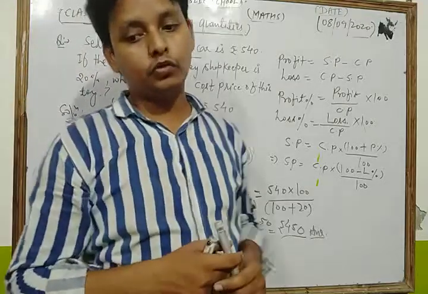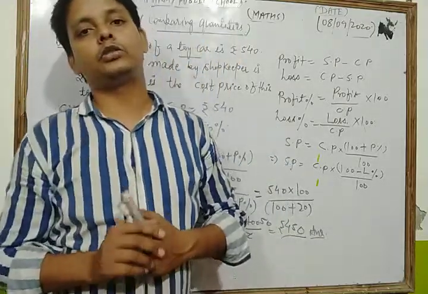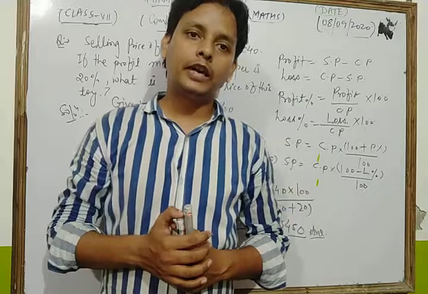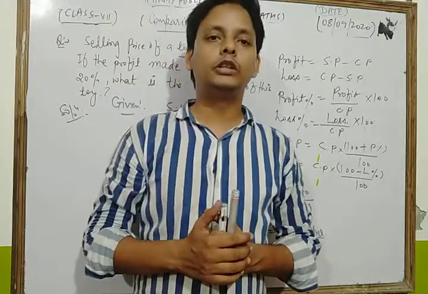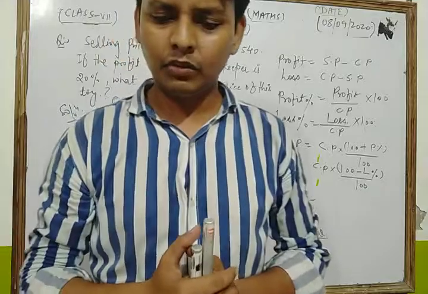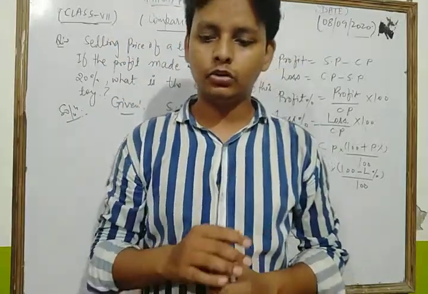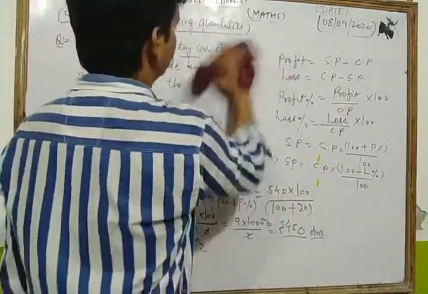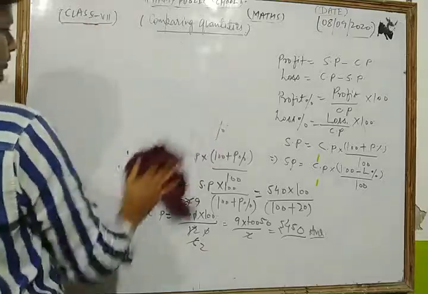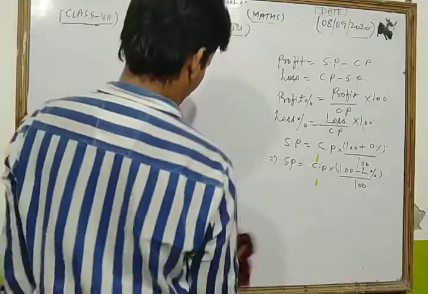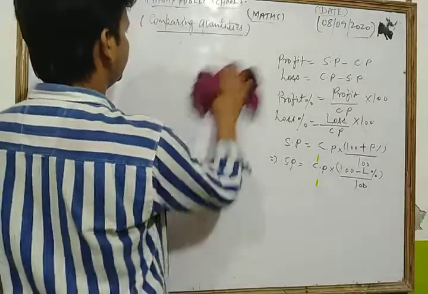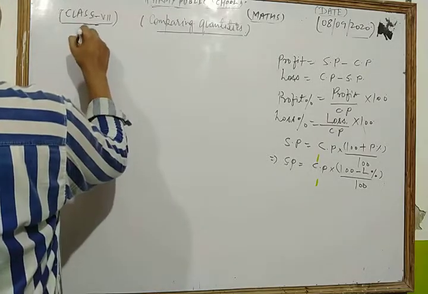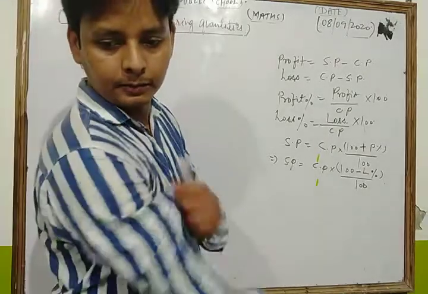Now dear student, in this way you can solve each and every question of your NCERT exercise based on buying or selling of an object. Now we take one more question based on this, and after that we take and solve the next topic of that chapter. Let's see. Now we take one more question.